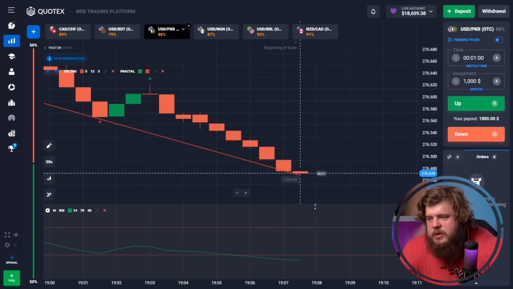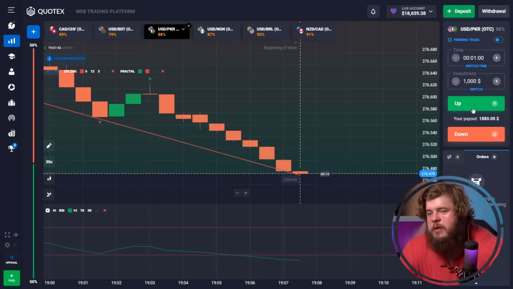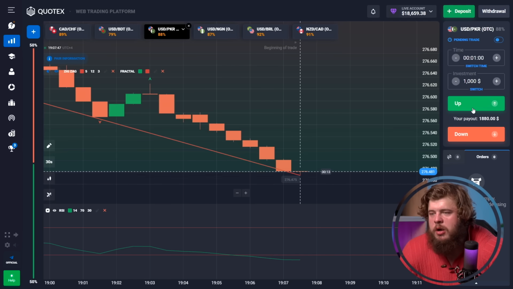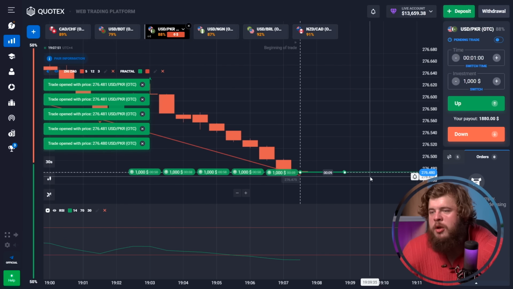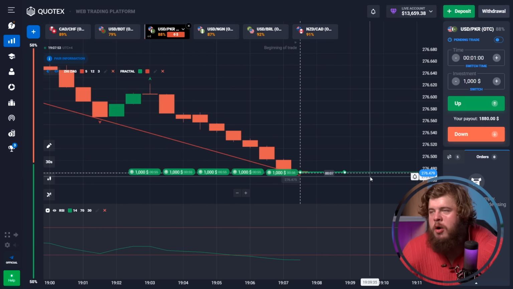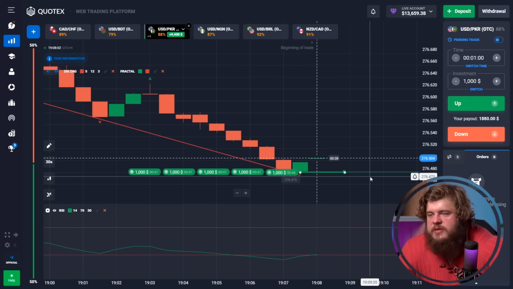For us, that means that after this, what do you think? Yes, correct, price will go up because it has already reached the bottom of the channel, and now we will go up towards the upper edge of the current downgoing channel according to the current direction. And we have invested $5,000 here.